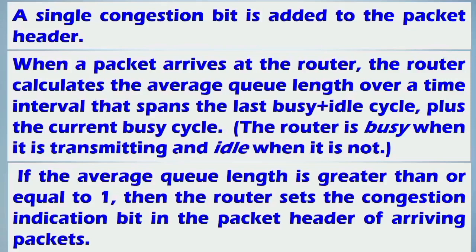As mentioned earlier, a single congestion bit is added to the packet header. The router sets this bit in a packet if its average queue length is greater than or equal to 1 at the time the packet arrives.